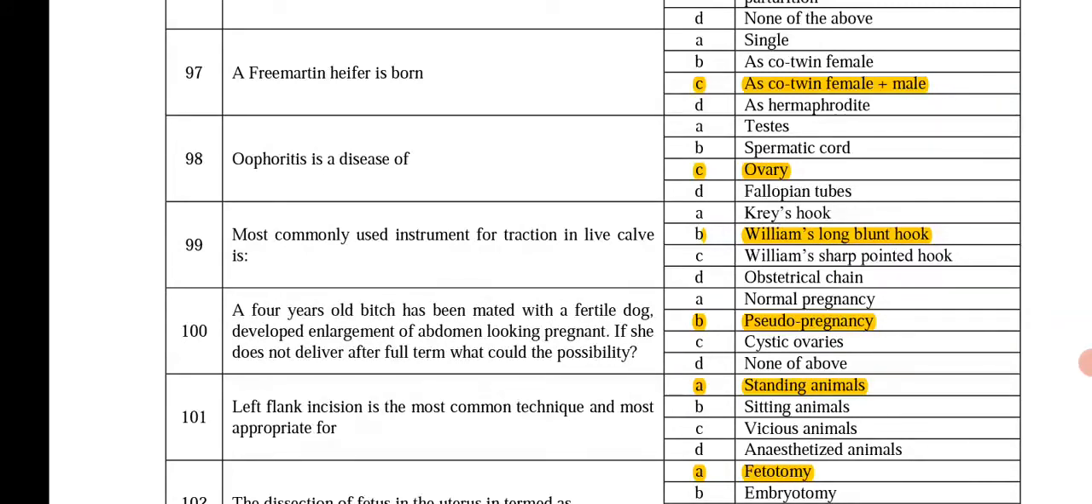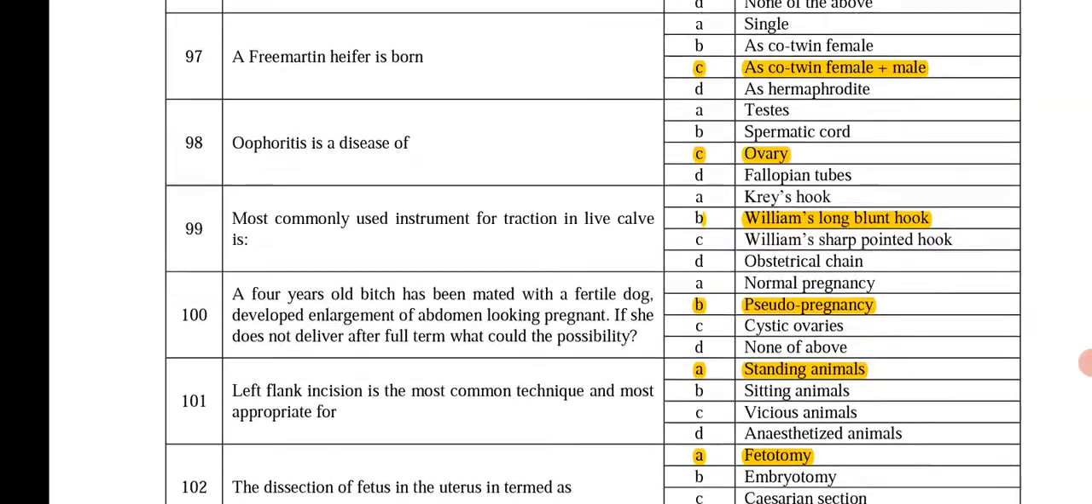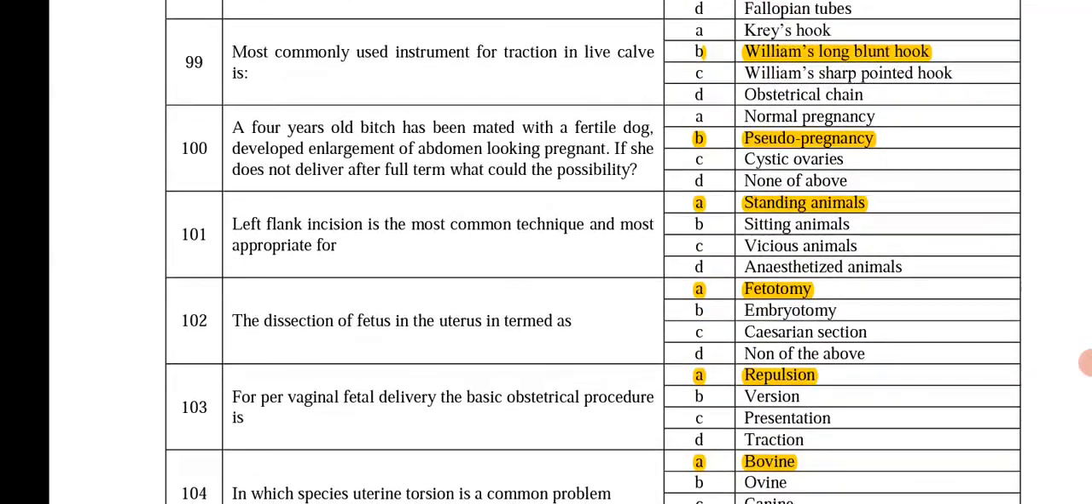A 4-year-old bitch has been mated with fertile dog, developed enlargement of abdomen looking pregnant. If she does not deliver after full term, what could be the possibility? Pseudopregnancy. Left flank incision is the most common technique and most appropriate for standing animals.